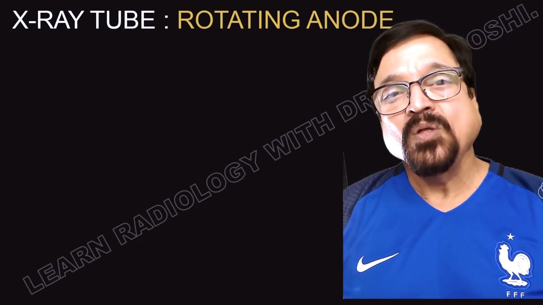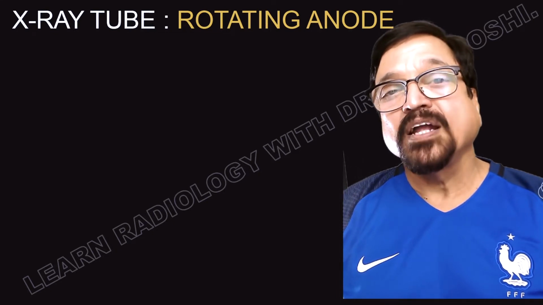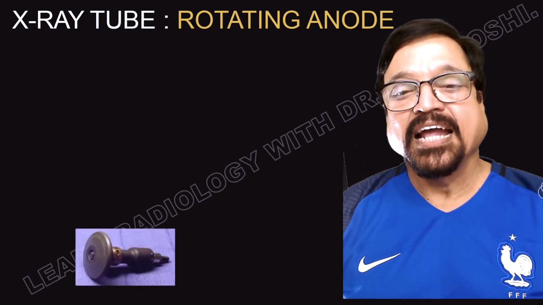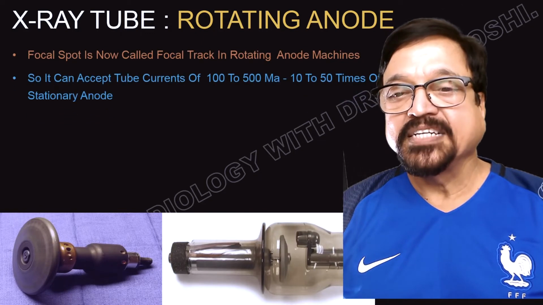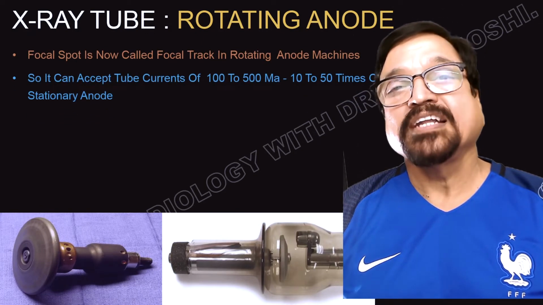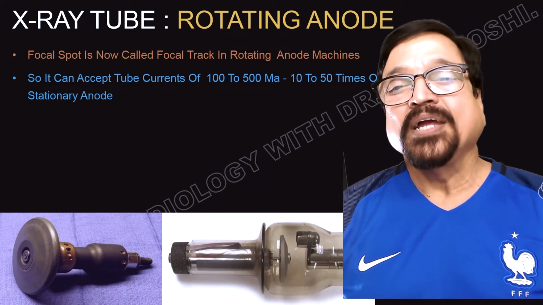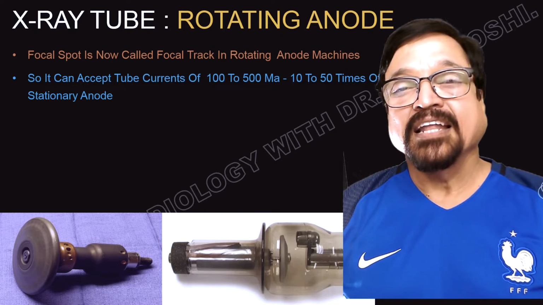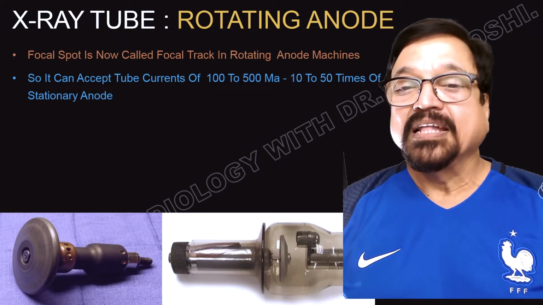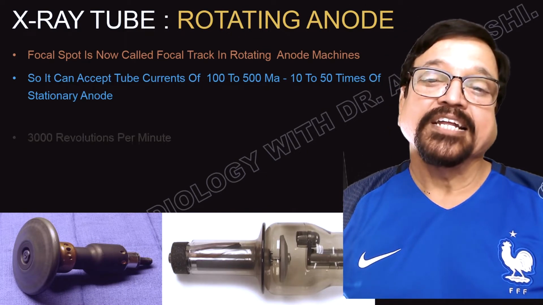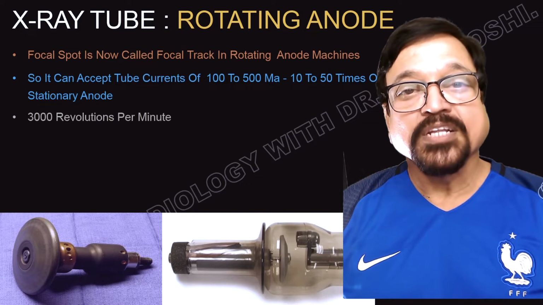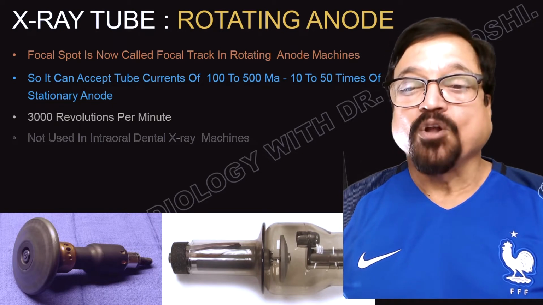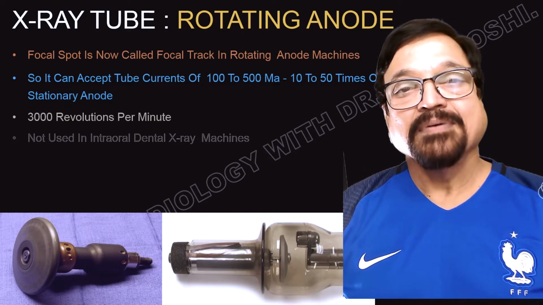That results in being able to take heavy exposures, you can give exposure for a longer time, and secondly you can take exposures at a successive rate, as you need for angiographies. Now see how the tubes are designed. The focal spot is now called a focal track because it is moving. So it can accept tube current up to 100 to 500 mA, that is 10 to 50 times that of the stationary anode tube. Then 3000 to 3600 revolutions per minute is the speed in different machines, and it cannot be used for intraoral dental X-ray machines. Why?